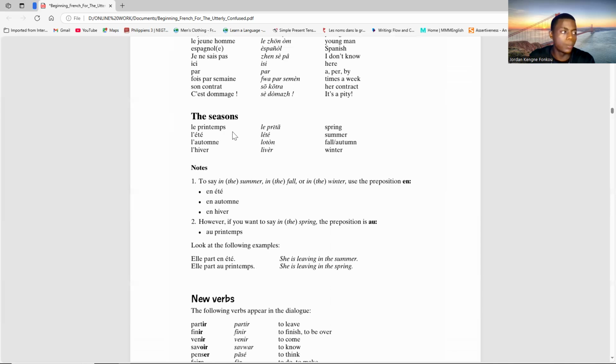Now we have the seasons. Le printemps, spring. L'été, summer. L'automne, fall or autumn. L'hiver, winter. Note, to say in summer or in the fall or in winter, use the preposition en. Don't forget that. Very important. En été, en automne, en hiver.